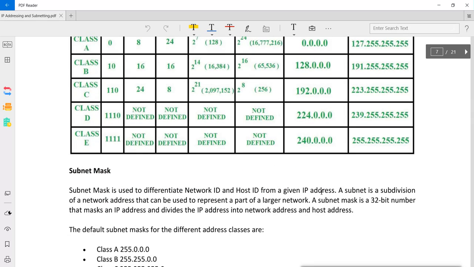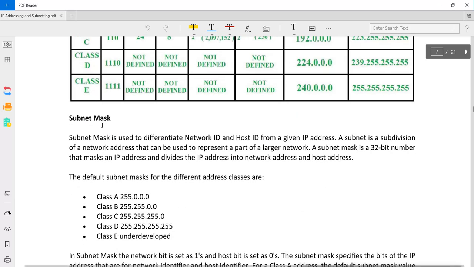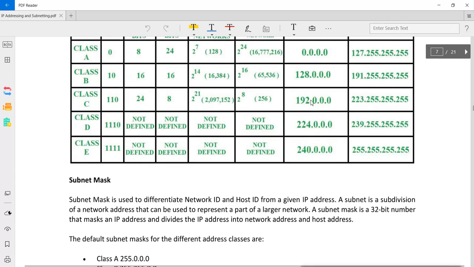Now there is one more important thing. It is called the subnet mask. Subnet mask is used to differentiate the network ID and the host ID in a given IP address. That means when you write any IP address, you will not be able to differentiate. You know this is the structure, so if you memorize it, and you have to memorize it, then you will know that if it is class A, it has one network part and 3 host parts, and if it is a class B address, the first 2 are the network part and the rest of the 2 are the host part.